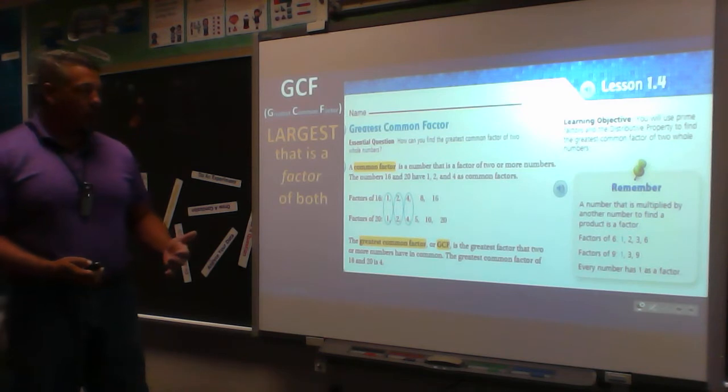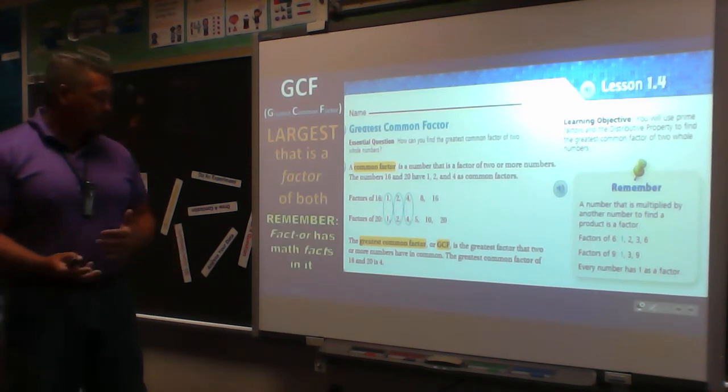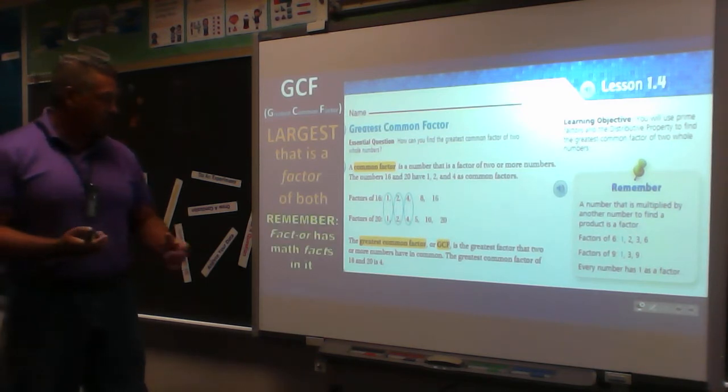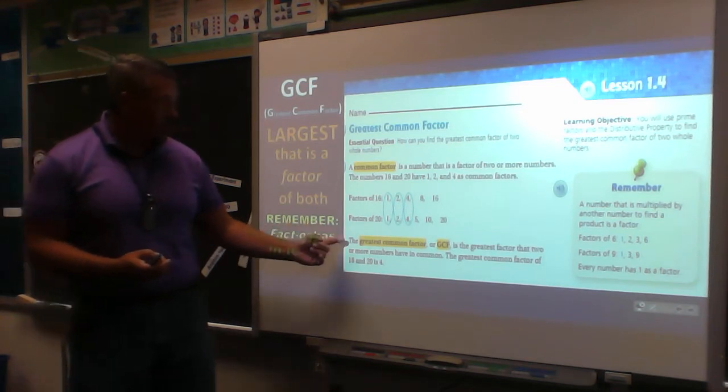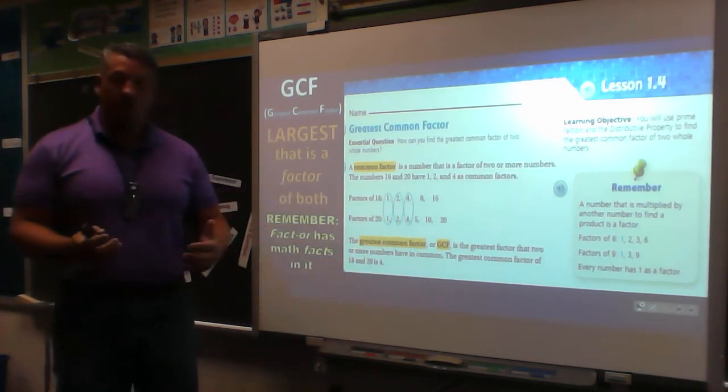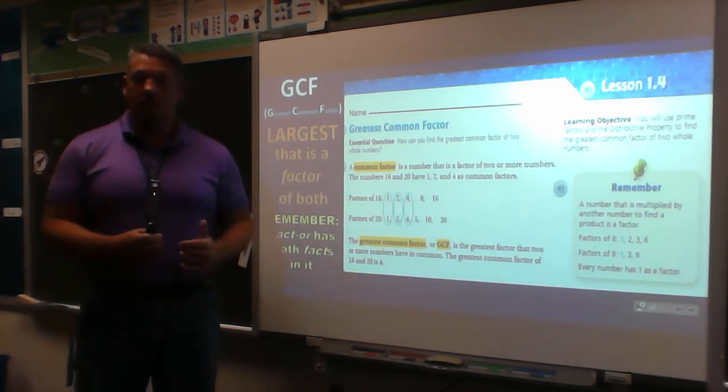The last step then is it has to be the greatest. So if I have the greatest and it is indeed a factor, then I'm looking at the 4 to be the greatest common factor that they both have.